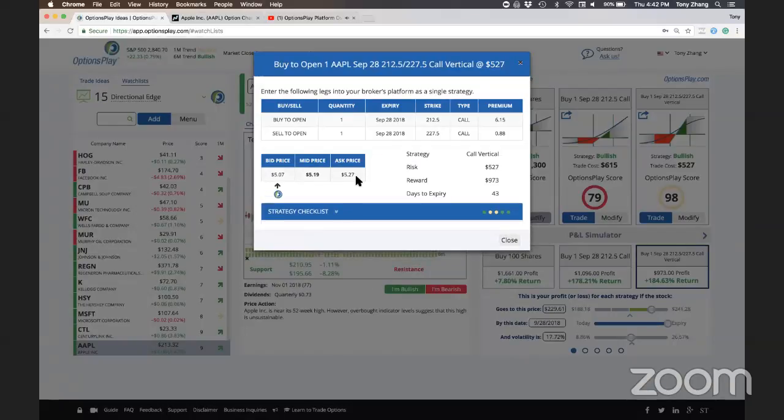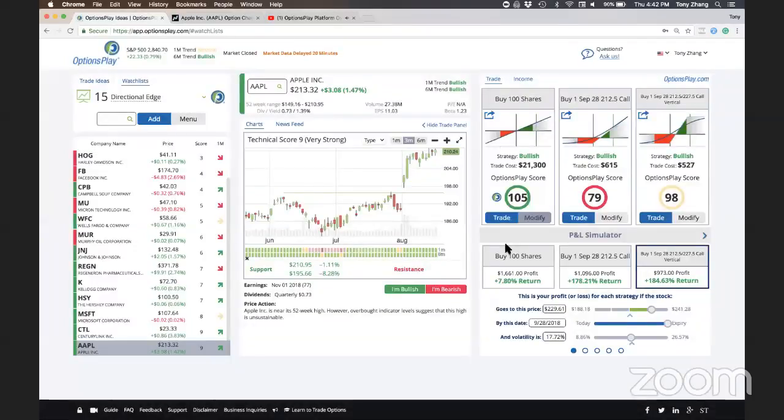And we analyze that and provide it to you in a pretty color-coded guide, so you know that green is good, red is bad, and you can quickly decipher whether this is a trade that you want to make. So that's how you would utilize our platform to quickly find bullish or bearish trading strategies.